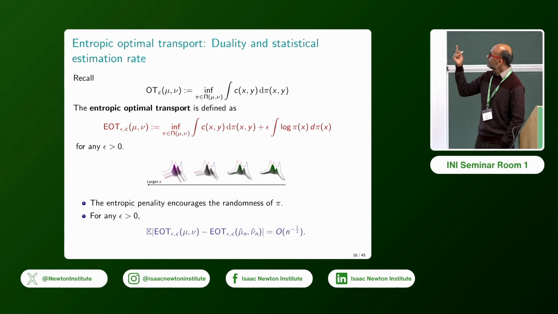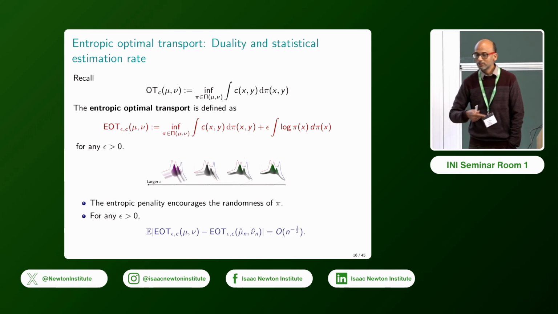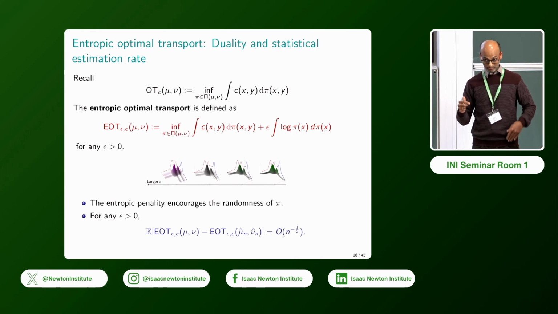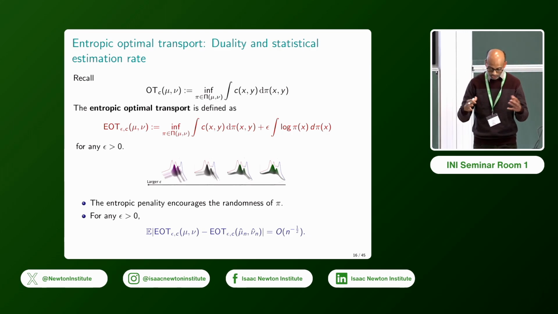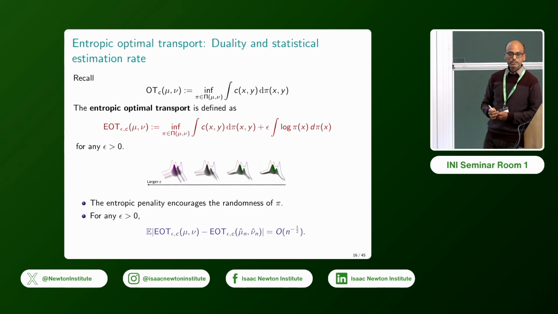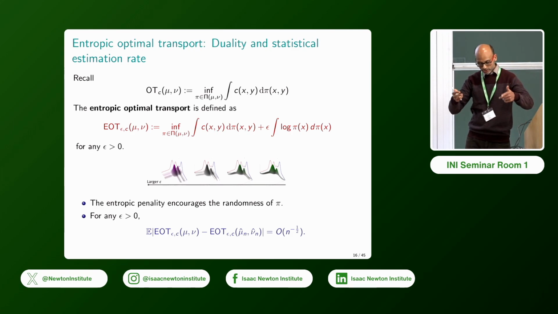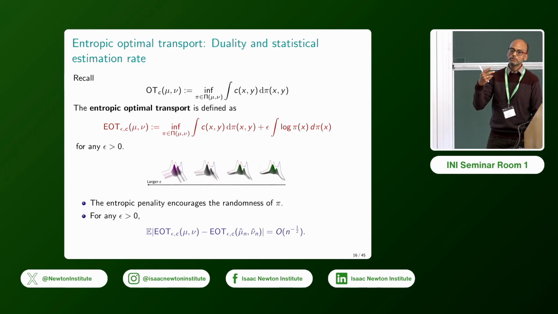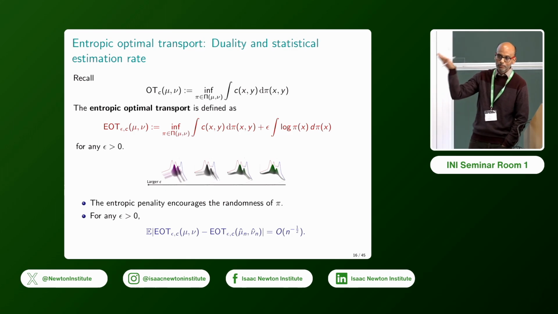And as epsilon becomes larger and larger, you are making your transport plan have a larger entropy, which means it becomes more diffusive, and this allows your cost function to be strictly convex. There are effective algorithms which allow you to address this question very well. I'm not talking about any algorithms here.